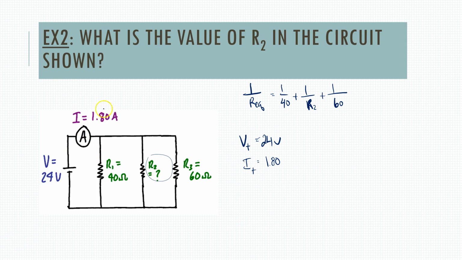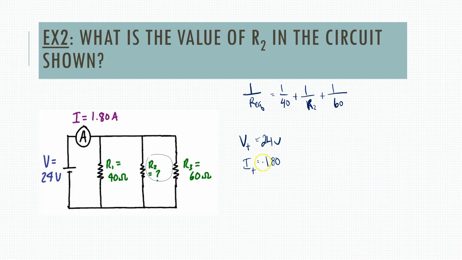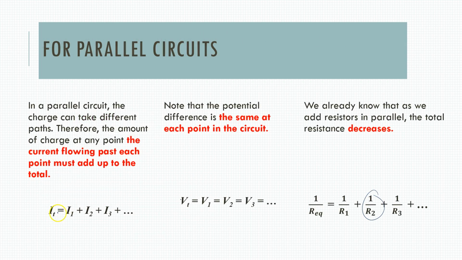So I know that these are my totals because right here, we know that the battery power is 24 volts and that's all it's got, and we know for a parallel circuit that the total voltage is going to be the same everywhere. So I know that this is my total. And what about this 1.80 amps? Well, the bottom line is this. The amount of charge, the current flowing past each point, must add up to the total.